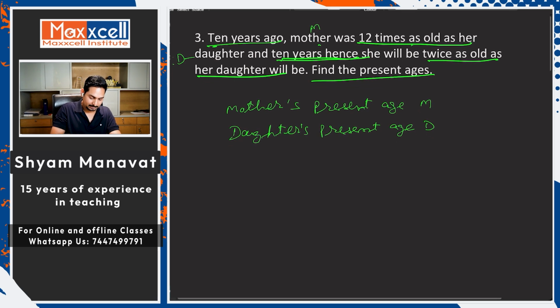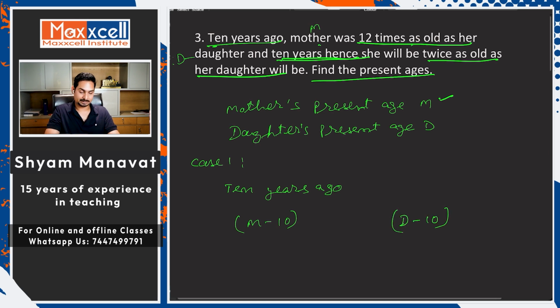So condition number one क्या दिया हुआ है? Case one, 10 years ago, 10 साल पहले क्या होगा? आज से 10 साल पहले, if present age is M, so mother's age should be M minus 10, 10 years younger, right? And daughter will be the same situation. So it should be D minus 10.